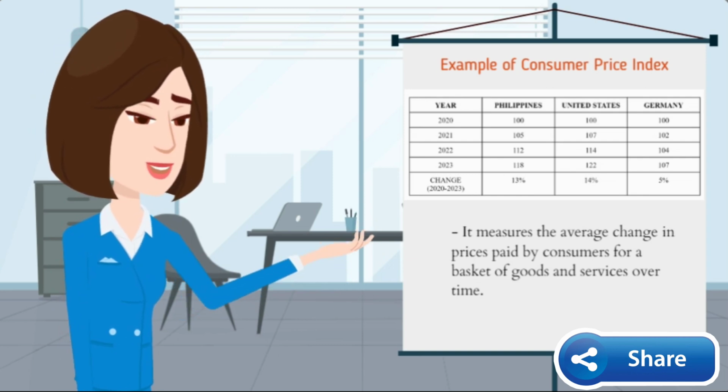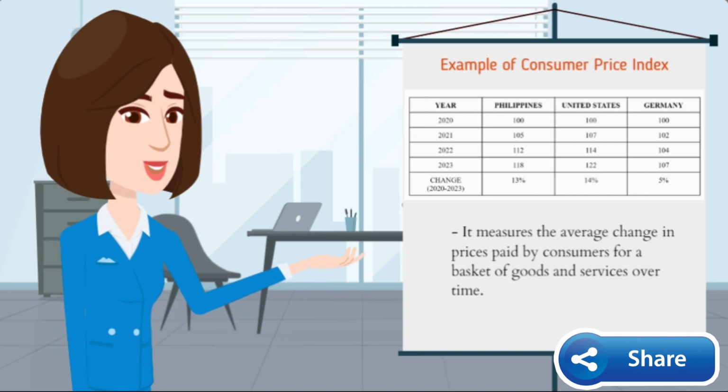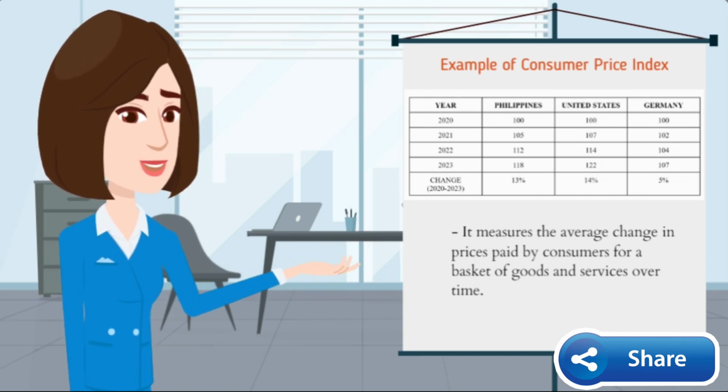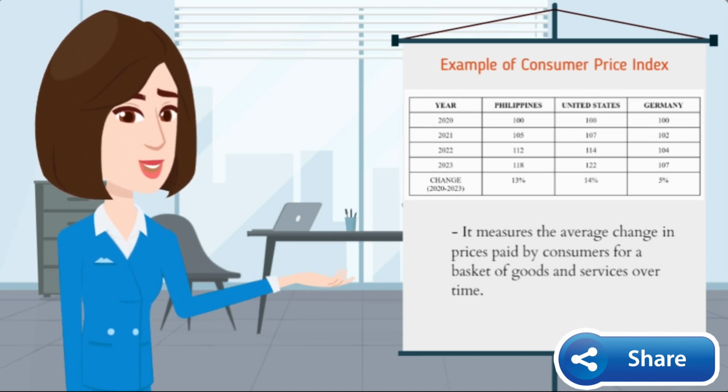In the year 2020, the stock market index in the Philippines, United States, and Germany had a value of 100. This means that all three markets started at the baseline value in 2020. By 2023, the Philippine index increased to 118. The US index went up to 122, and the German index reached 107. This indicates that the stock markets in all three countries grew between 2020 and 2023, with the Philippines and United States experiencing slightly higher growth than Germany.